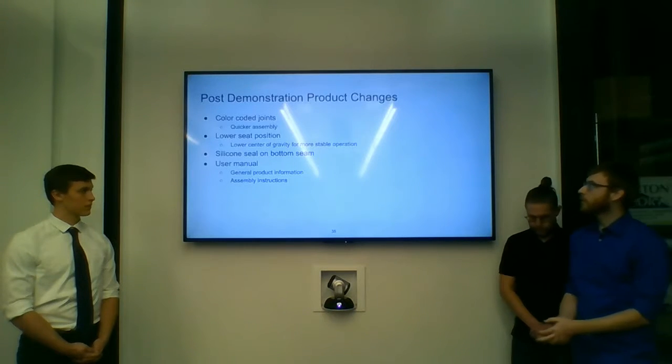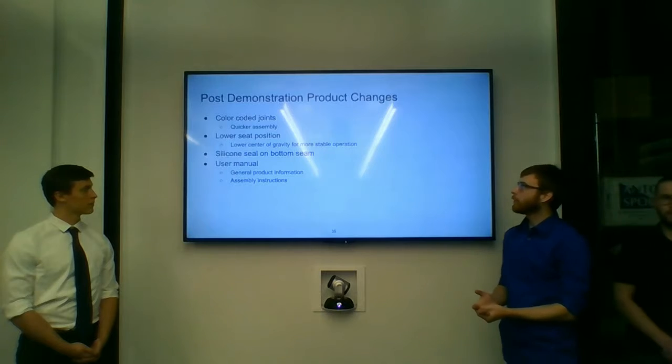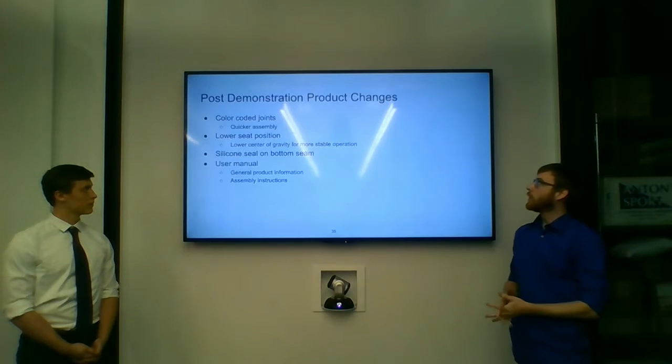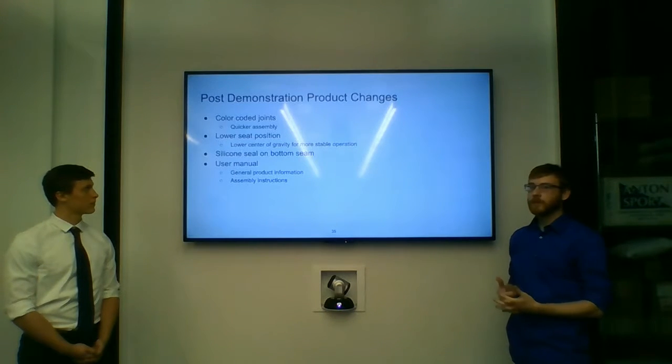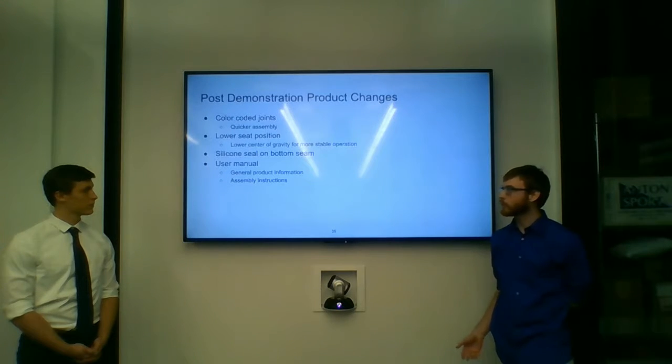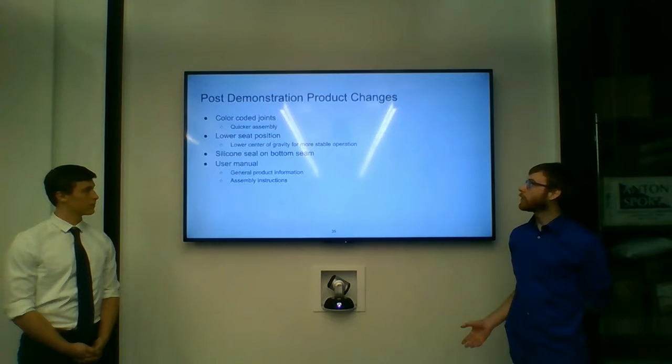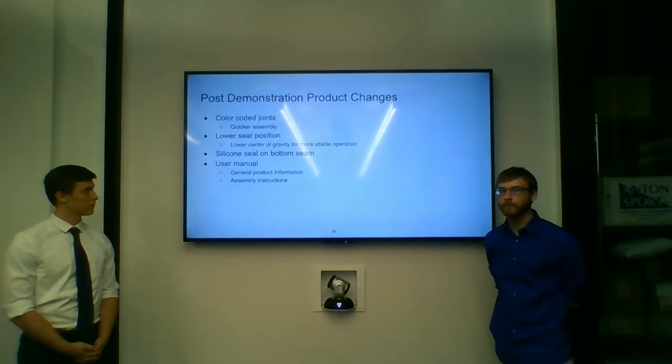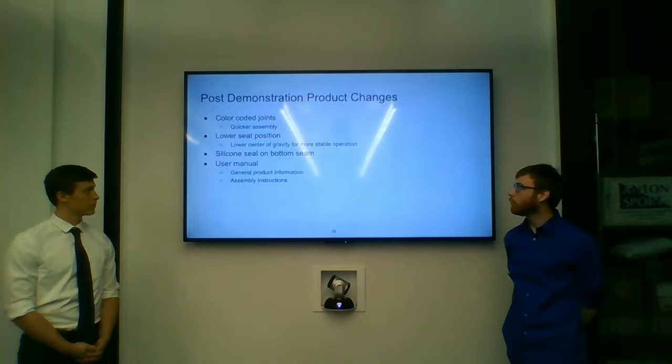After the demonstration, these are the changes we decided to make with our final prototype. We color coded the joints, and this would help us with quicker assembly time and locating what pieces go with what pieces. We also created a user manual with general product information and assembly instructions. We also wanted to lower the seat position to make it more stable and add a silicone seal to the bottom to reduce water or increase waterproofing.